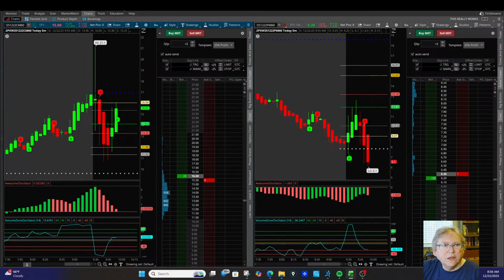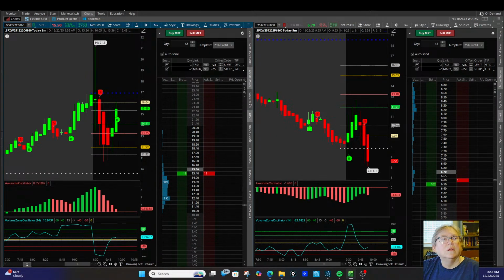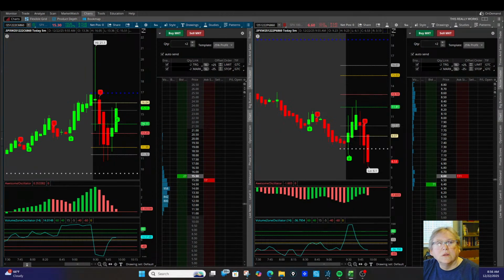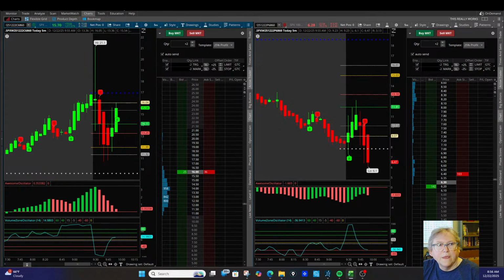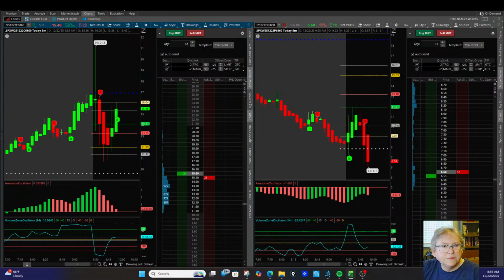For this particular account, I don't have the 25,000 minimum, so I'm going to need to wait to trade. 1520 though is what I would have bought that at.